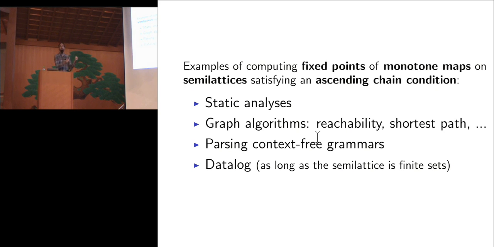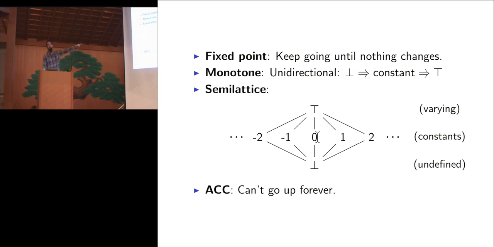I'm not going to explain Datalog because I don't have enough time, but every Datalog program can be expressed as finding a fixed point of a monotone map on a semilattice, where that semilattice in particular is finite sets. So one of the motivations for our work on Datafun is to loosen this restriction and allow considering other semilattices. For example, the one that we just saw. That one's not finite sets.